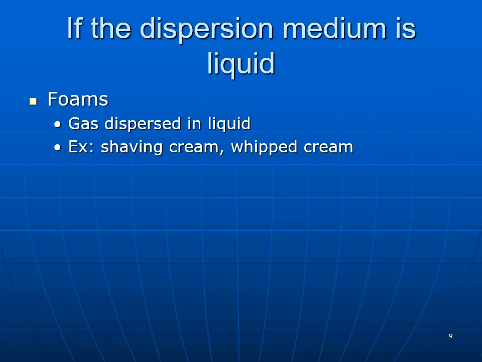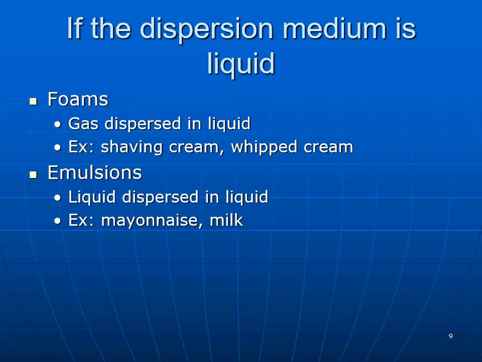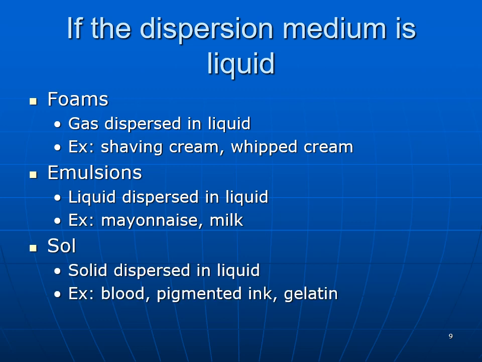We call these foams. So foams, like shaving cream or whipped cream, are considered colloids. Another one is when we have liquids dispersed throughout liquids. A classic example here is mayonnaise, as we mentioned earlier. Another example would be milk. Oh, and by the way, those were emulsions.